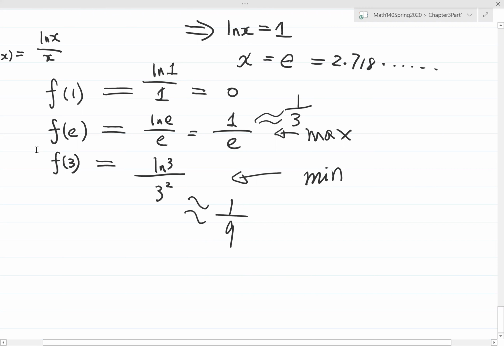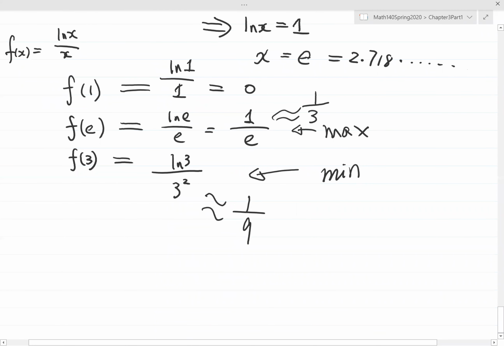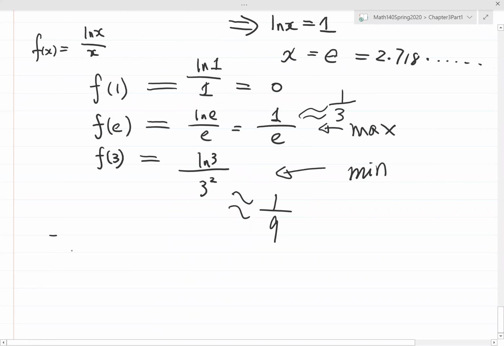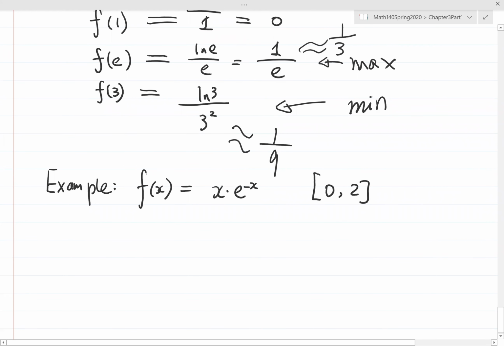Okay, now more examples. My example: f of x to be x times e to the negative x. The interval is 0 to 2. We use the closed interval method.